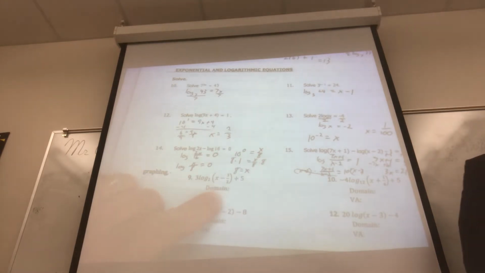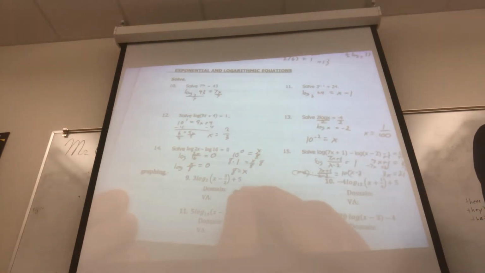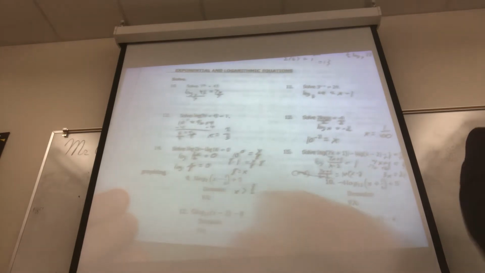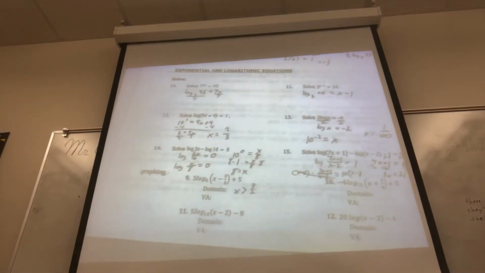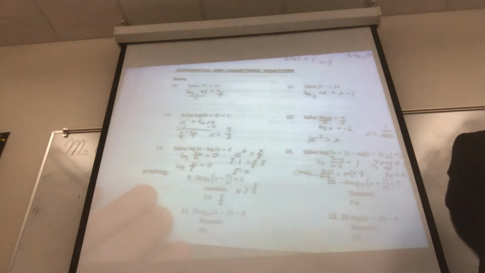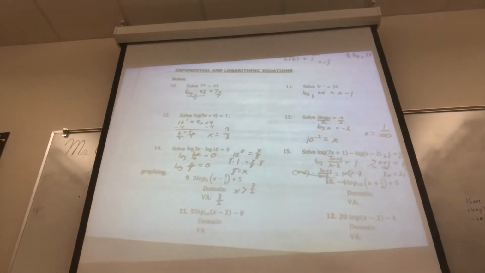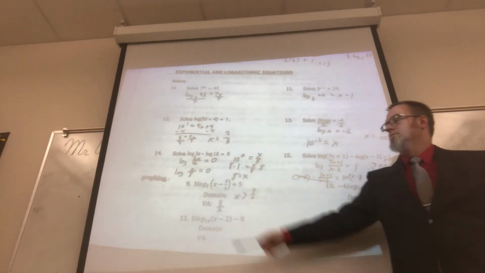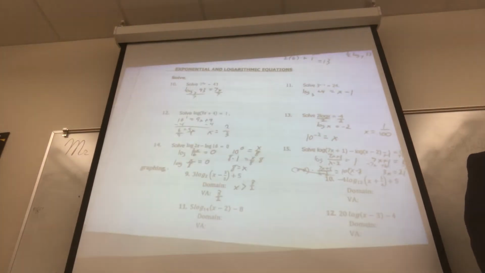On this one right here, the domain, x is greater than 3/2. The vertical asymptote is at 3/2. It's this number. None of the rest of that stuff really matters.